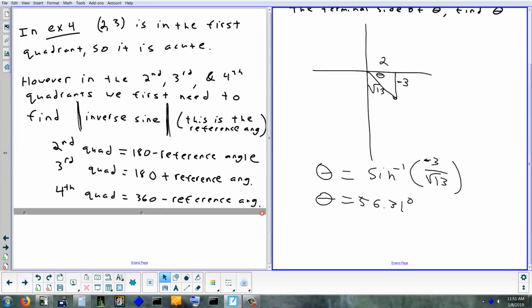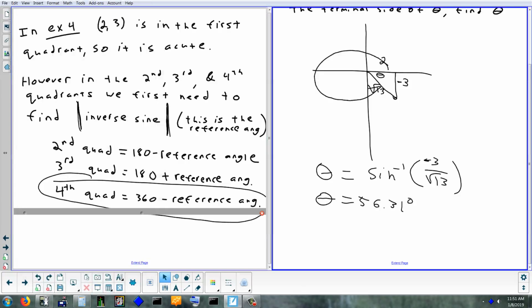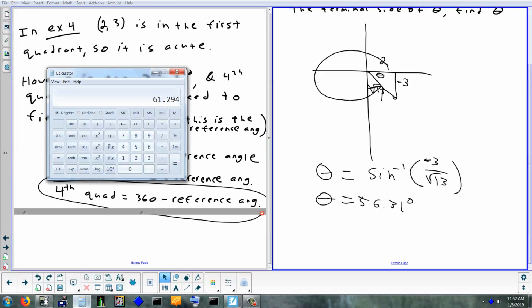Now, what quadrant are we in? Yep, we're in the 4th quadrant. So the answer to this problem, we're trying to find this angle right here. It's going to be 360 minus 56.31. So the answer to the problem is 303.69 degrees. That's what they're looking for.